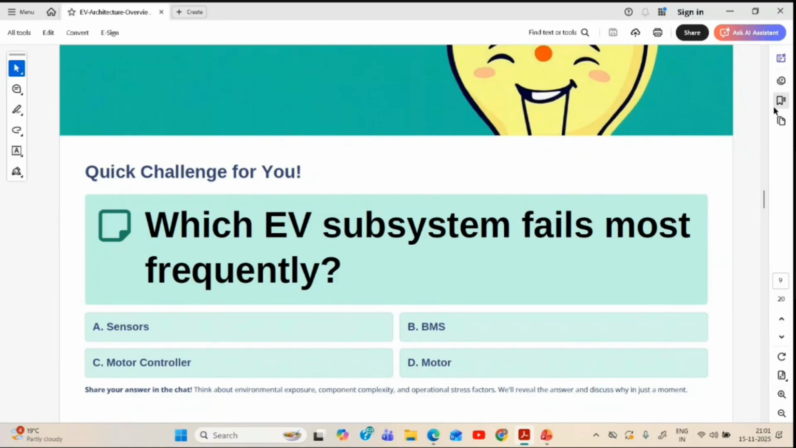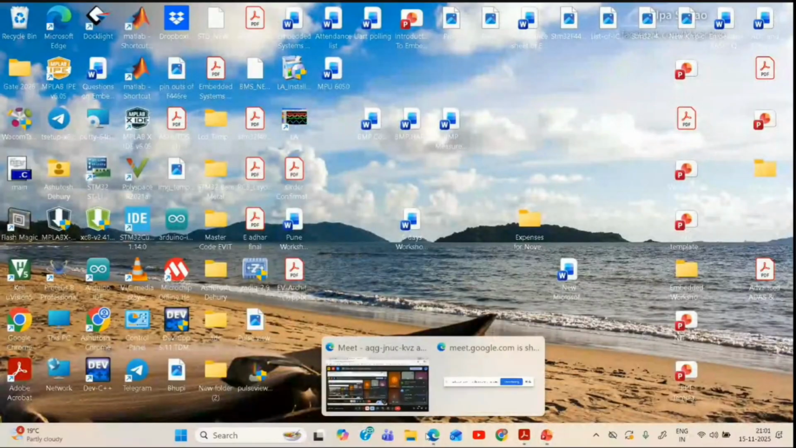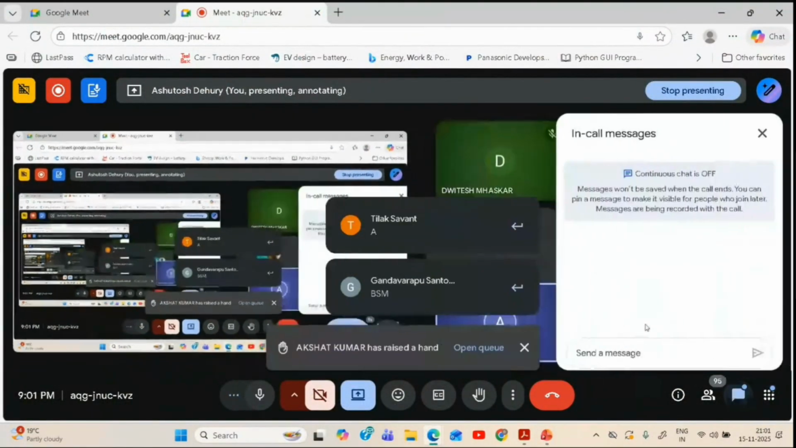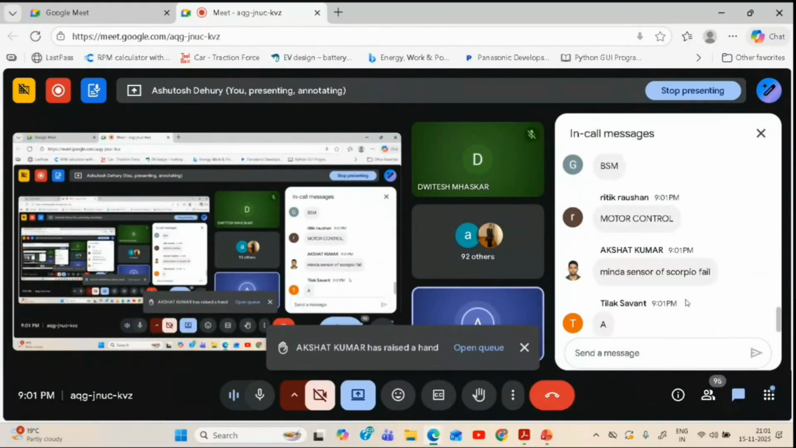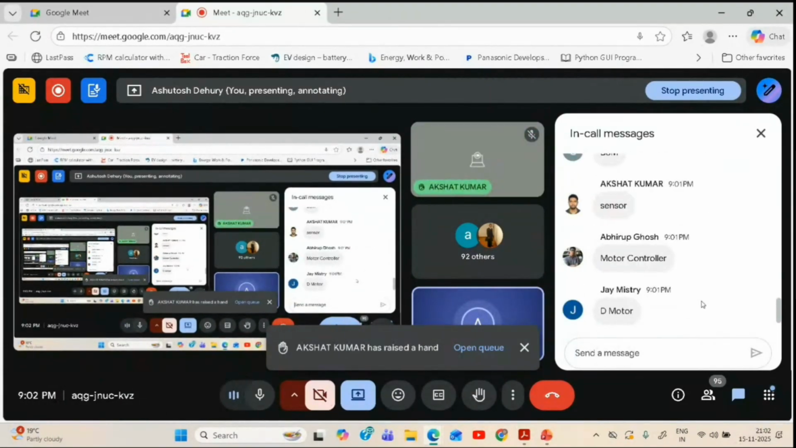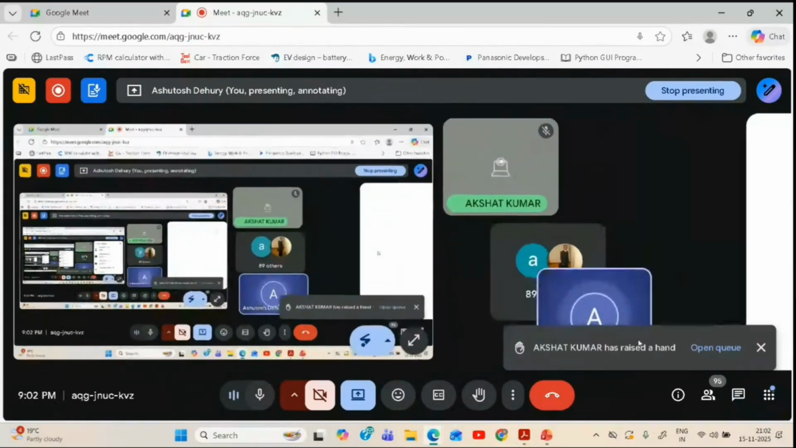Yes. Now let me check what you have written in the chat box. Sensors. A motor. Minda sensors of Scorpio fail. Motor controller. Some are saying motor controller. Yes, the answer is correct. It is motor controller. The answer is motor controller.